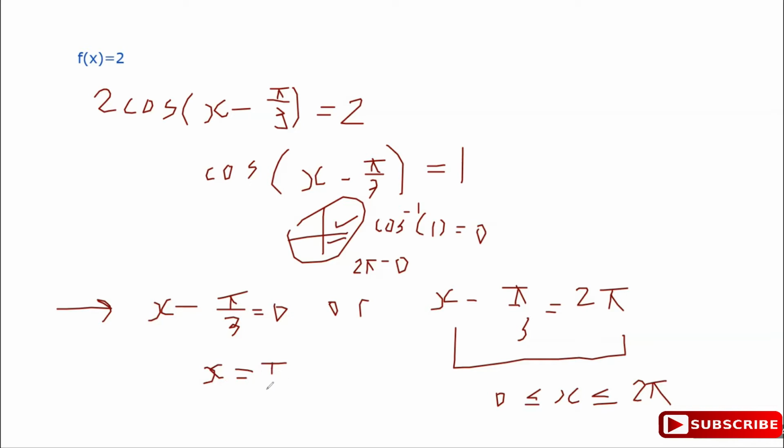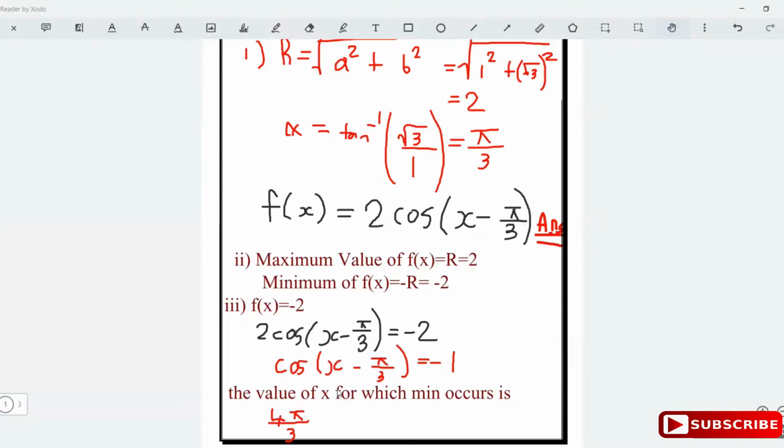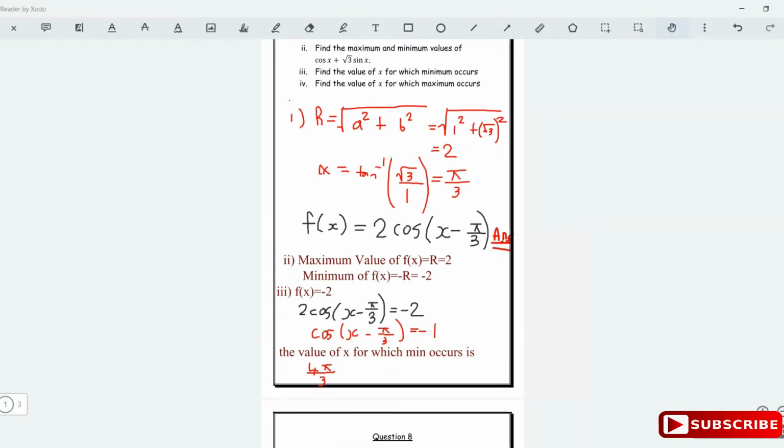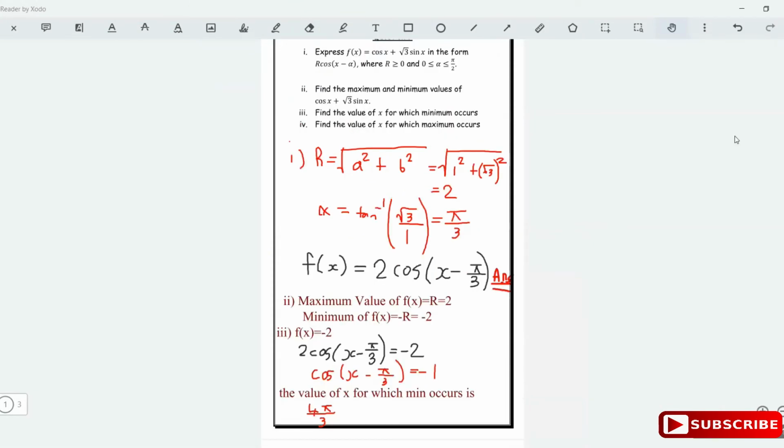So when x is pi by 3, that is when you're going to get f of x equal to 2. This is the value of x for which the maximum occurs. So we can go ahead and write that down. The value of x for which the maximum occurs, let's write it beside it: x is pi by 3. The maximum occurs when x is pi by 3. Nice. Of course, we can go ahead and test our solutions.